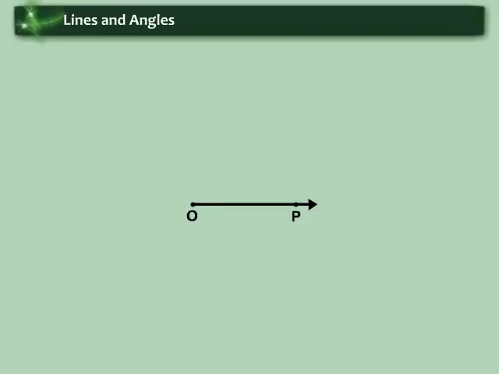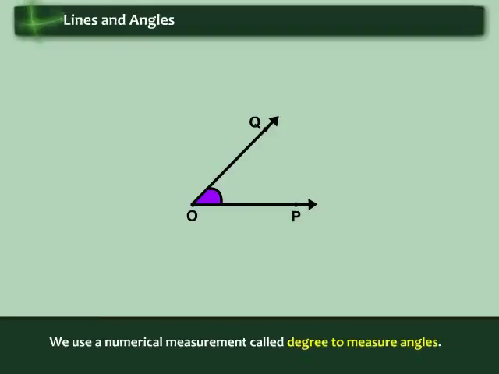Suppose there is a ray OP on a plane with endpoint O. With the same endpoint O, consider another ray OQ in the same plane. You observe that OQ is obtained from OP through suitable rotation around the point O. We say OQ subtends an angle with OP. The amount of rotation is the measure of this angle. We use a numerical measurement called degree to measure angles.